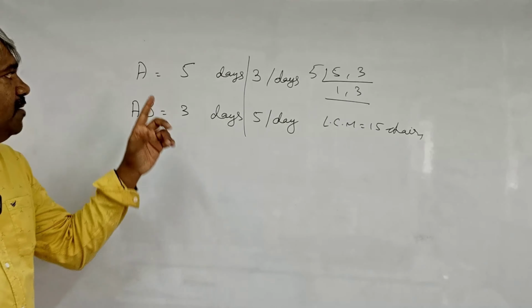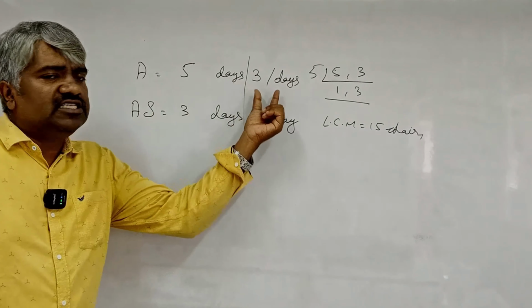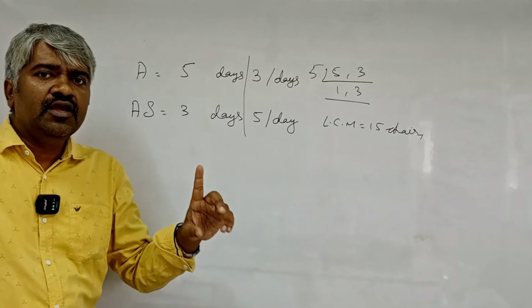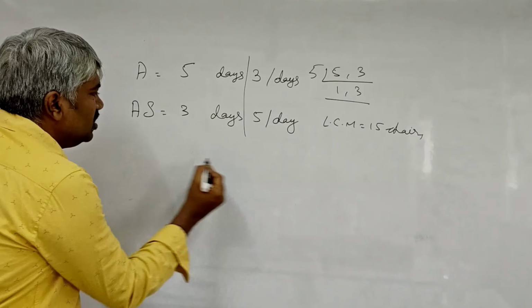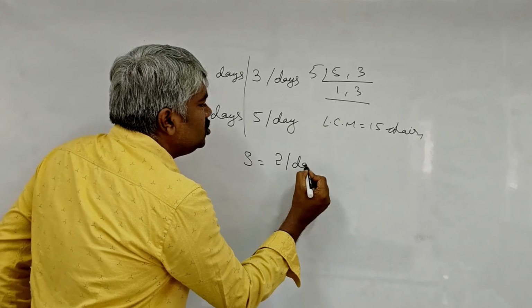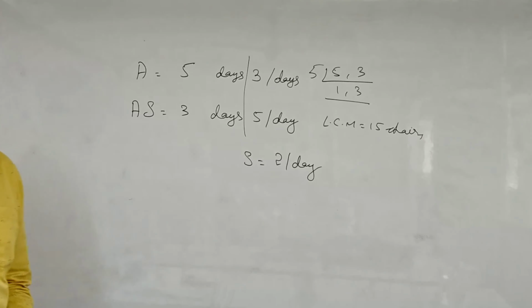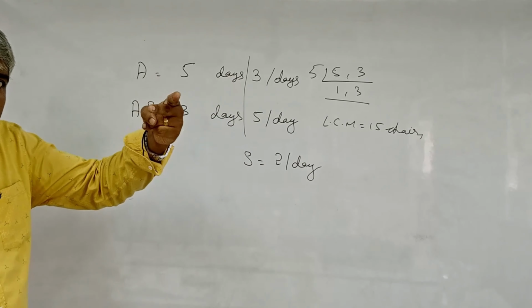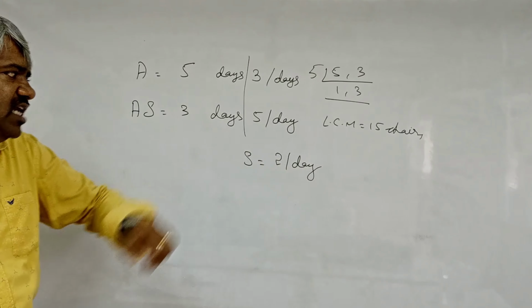See, listen carefully. The person A manufactures 3. When his son joins him, they manufacture 5 chairs in one day. From this, what can you conclude? That his son alone can manufacture 2 chairs in one day. When his father is manufacturing 3, son and father together 5. So the 2 extra chairs have been manufactured by his son.